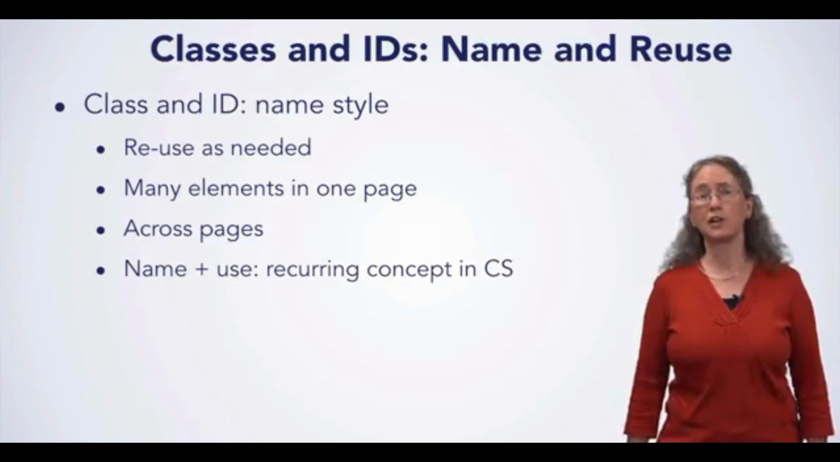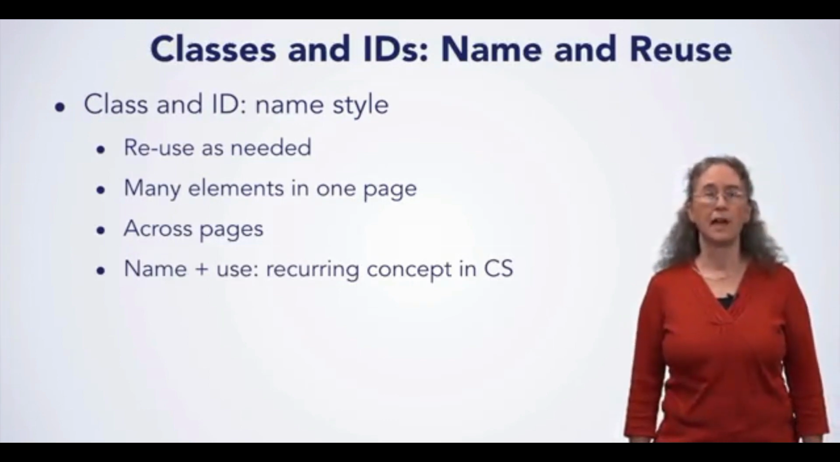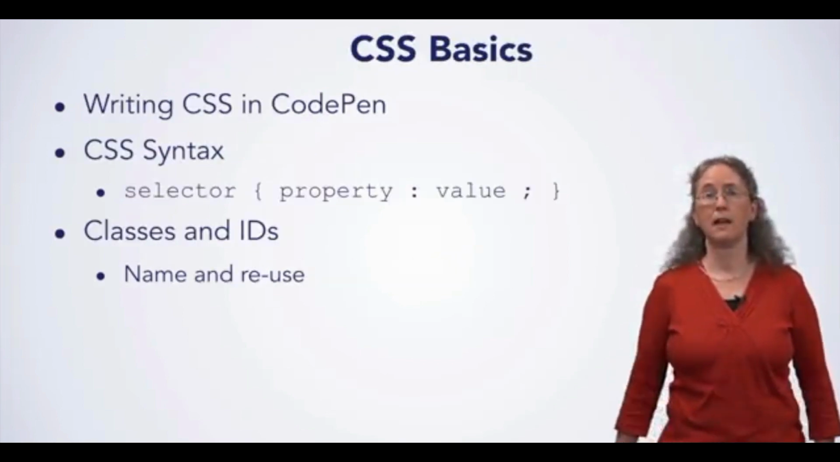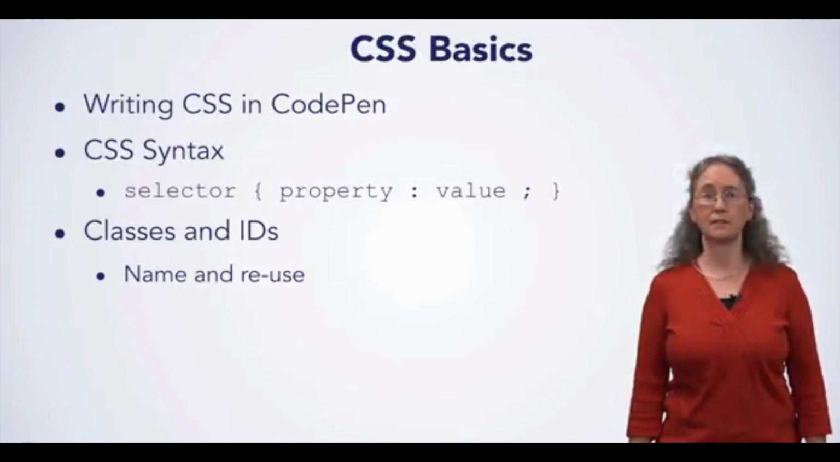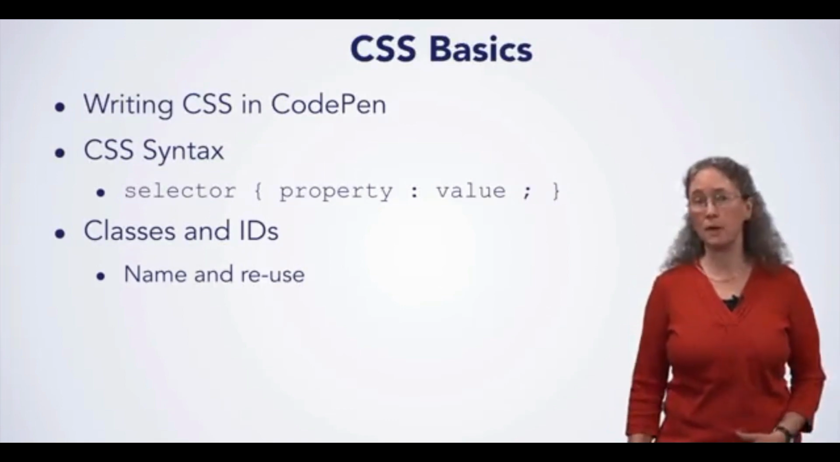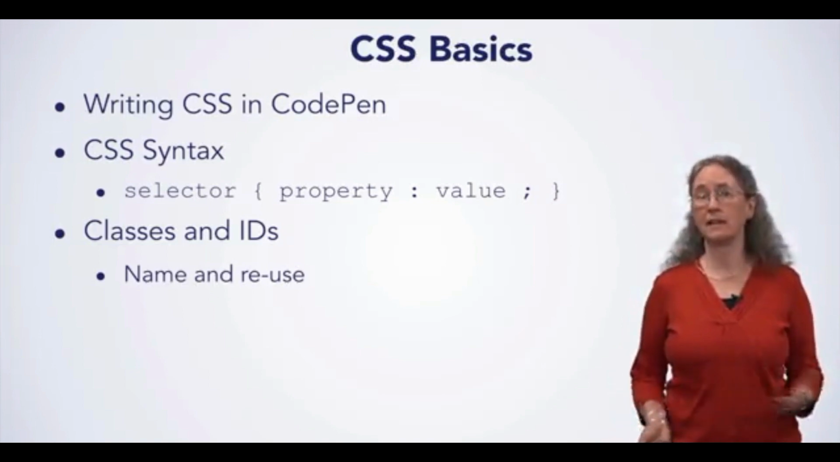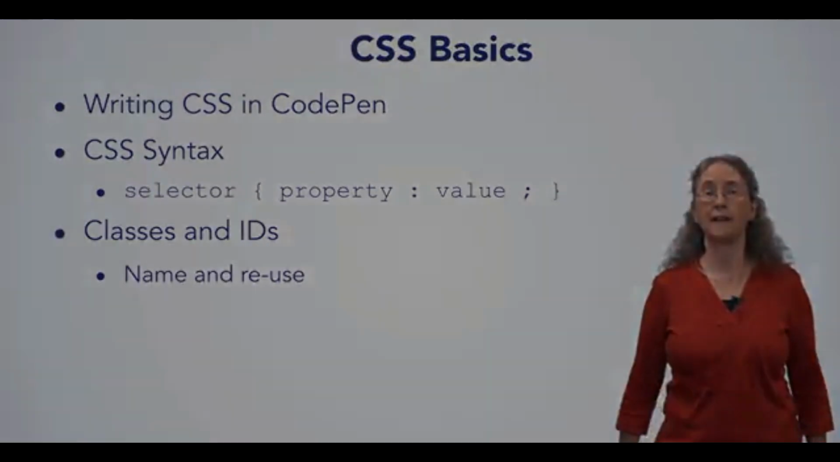Naming and reusing is a common theme in computer science. As you delve deeper into programming, you will find that it is often useful to name things, constants, algorithms, or data, so that you can reuse them. Now, you have seen the basics of CSS. You've learned where to write CSS in CodePen, the basic syntax of CSS, and how to make classes and IDs to name and reuse styles.